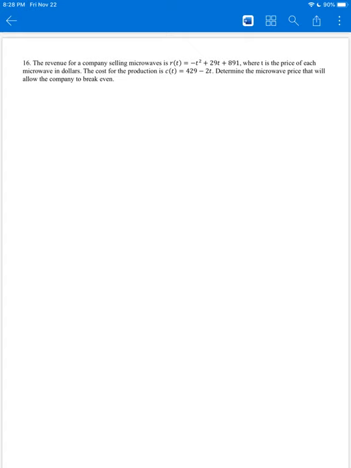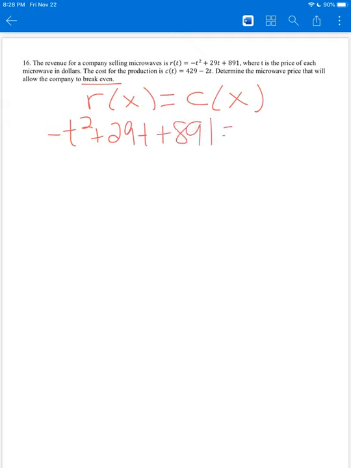And then for this last question, the revenue of a company selling microwaves gives you the revenue, it gives you the cost. We want to know when they break even. Break even is when the revenue is equal to the cost. These really should be T's, but. So you set these two equations equal to each other. Plus 29t plus 891. You want to know when they're the same, right? When the revenue is equal to the cost, you're not making any money, but you're not losing any money.